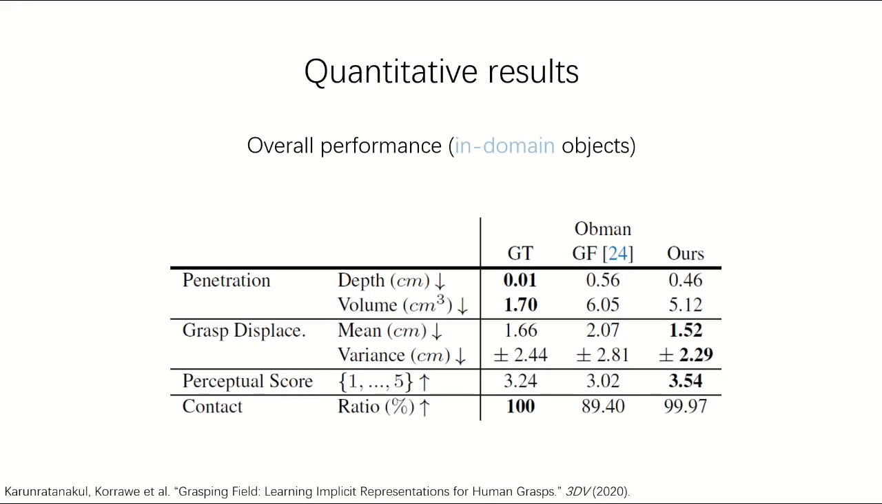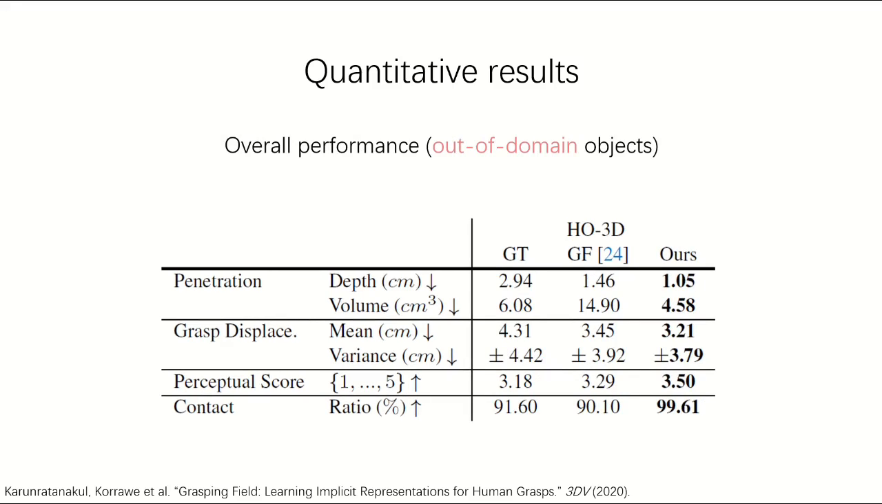First, we show the results on the in-domain ObMan test set. Our method outperforms the previous SOTA, Grasping Field, for all metrics, and is even better than the ground truth in some of them. For the out-of-domain HO3D dataset, our method even achieved better results than the ground truth and Grasping Field in all metrics. Note that the ground truth of the HO3D dataset is calculated from multi-view images, and the hand may not have ideal contact with the objects. Generally, this shows the good generalization ability of our method.